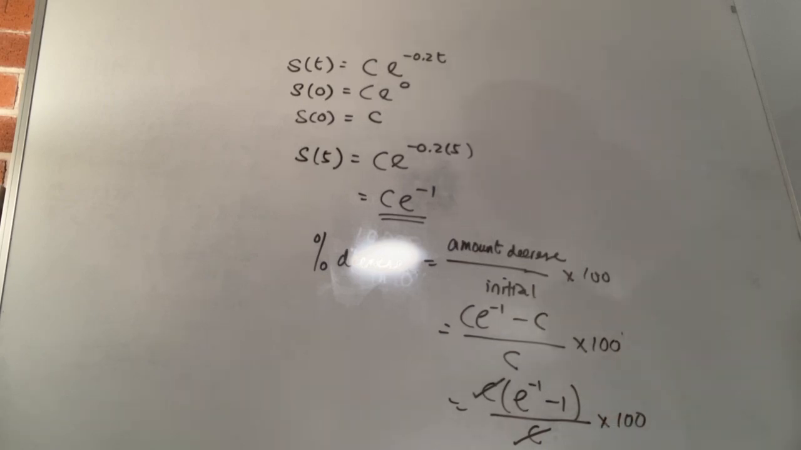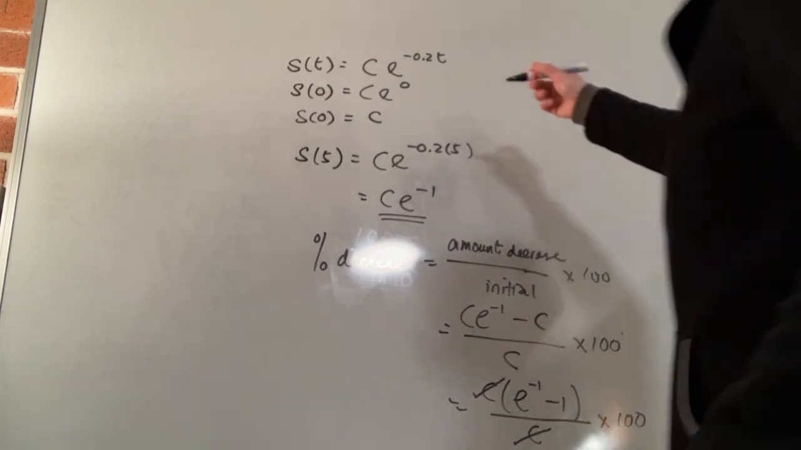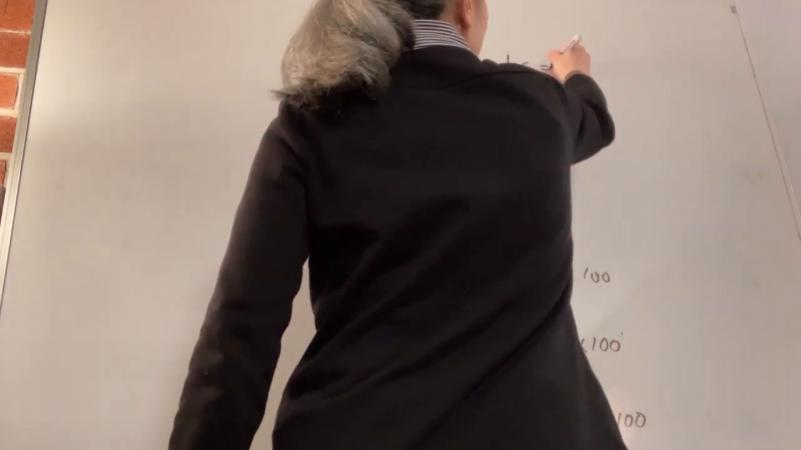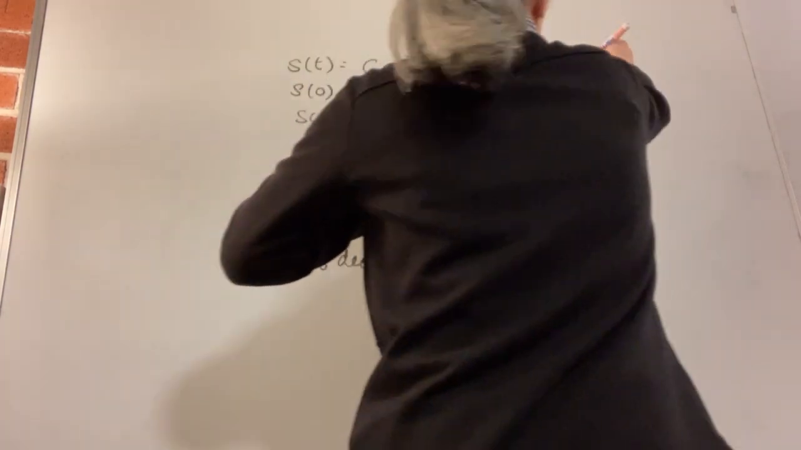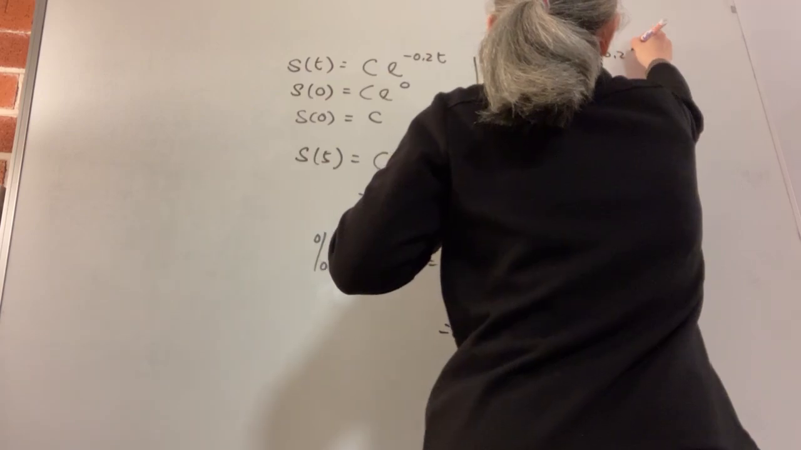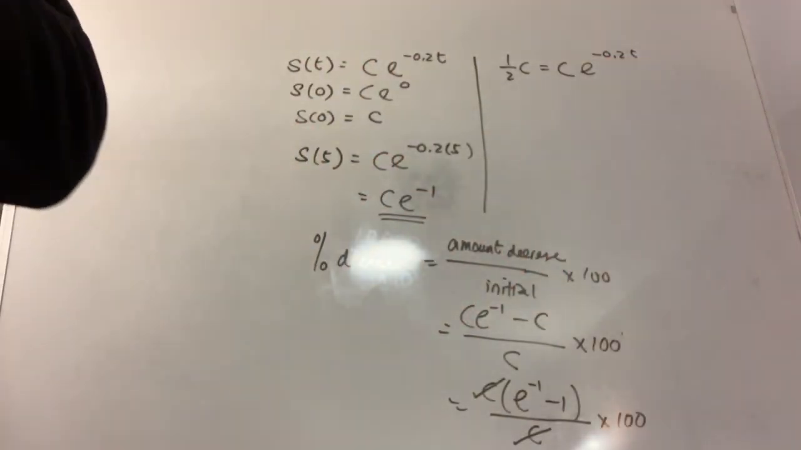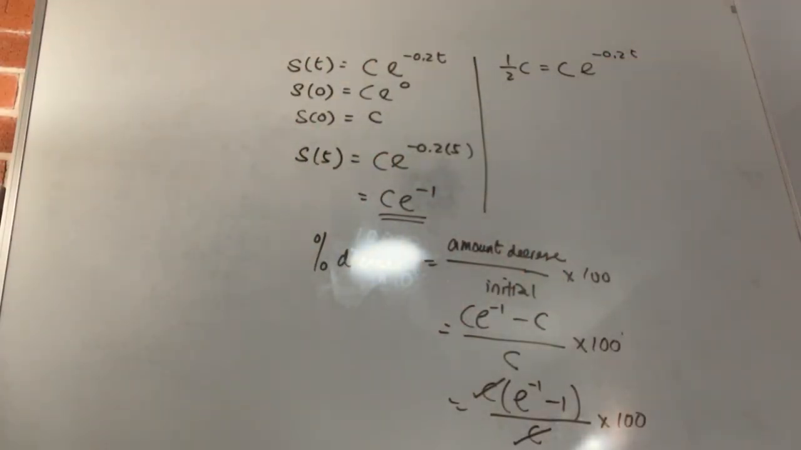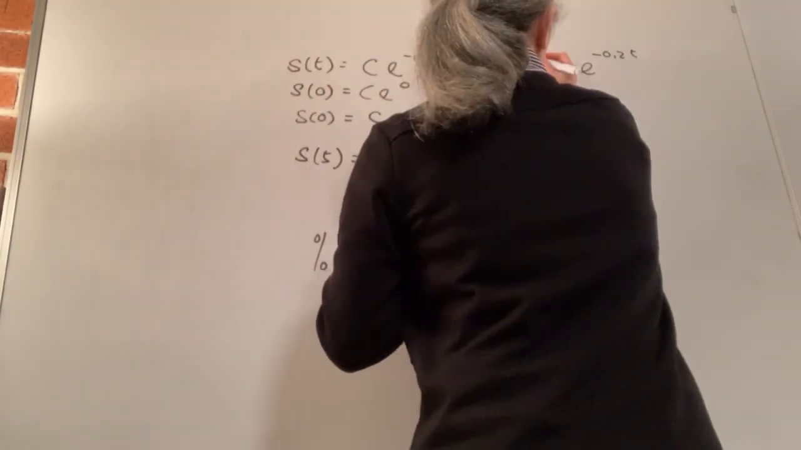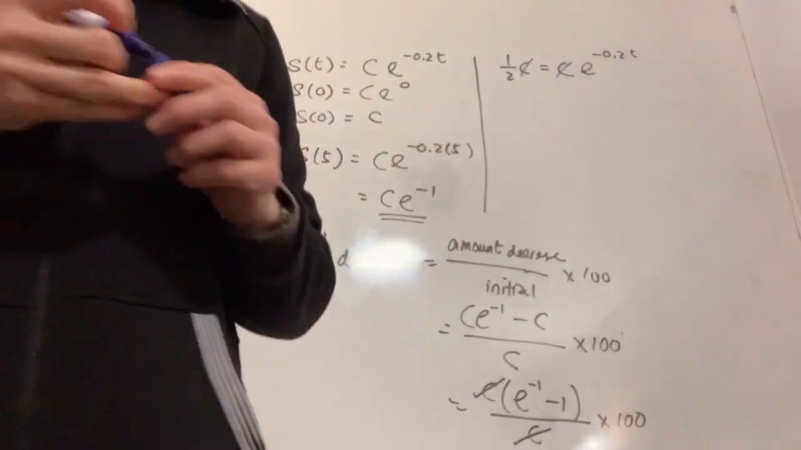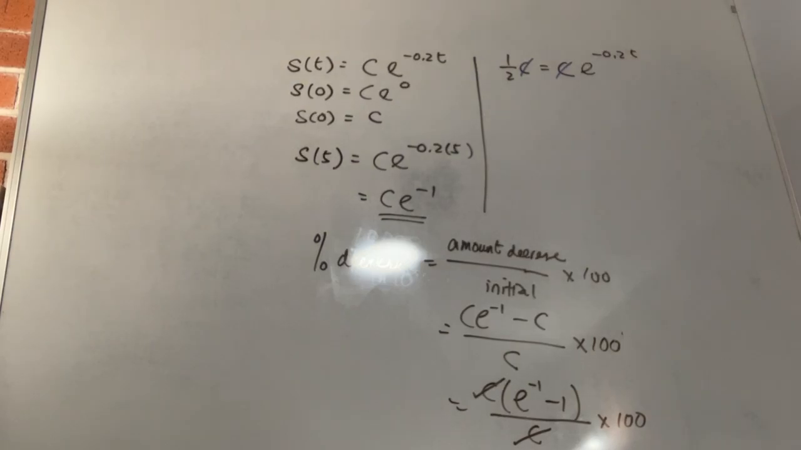Remember just then we doubled, we timesed it by 2. This one is half, that means you halve it. So your value will be half of C equal to Ce to the power of minus 0.2t. And because your initial value is C, you halve it, so you have half of C. So you can cross both sides C away, divide both sides by C. Then you can do your usual log both sides, ln both sides.